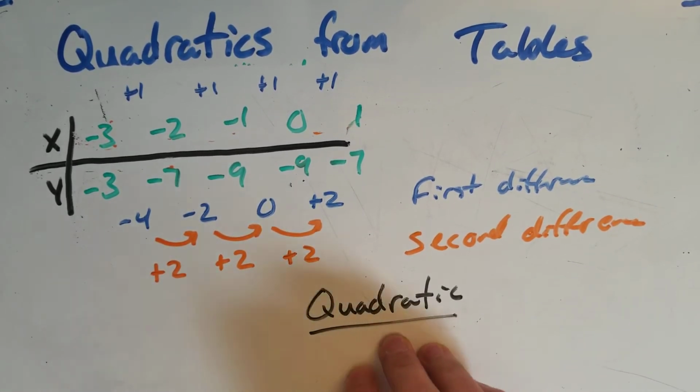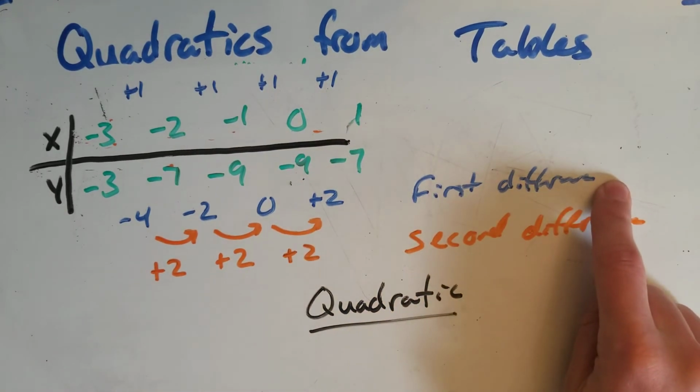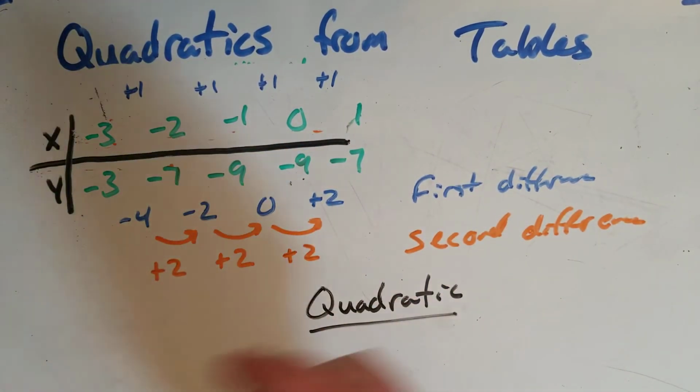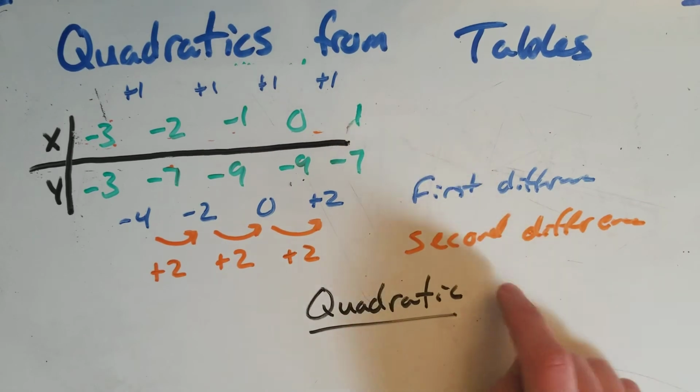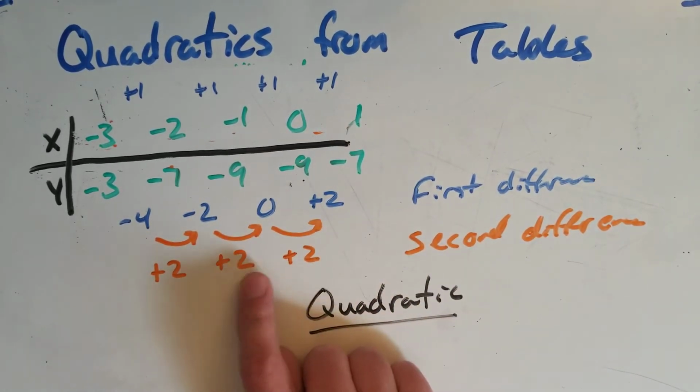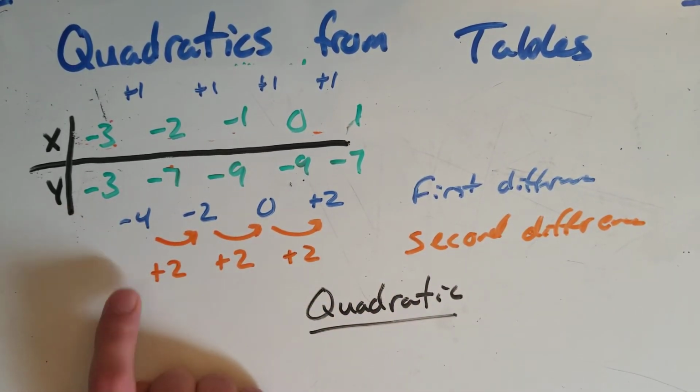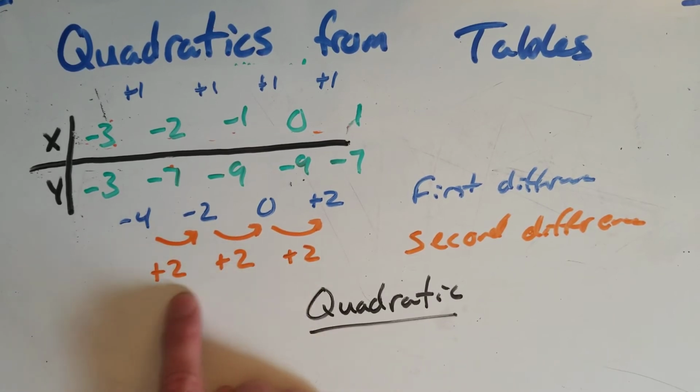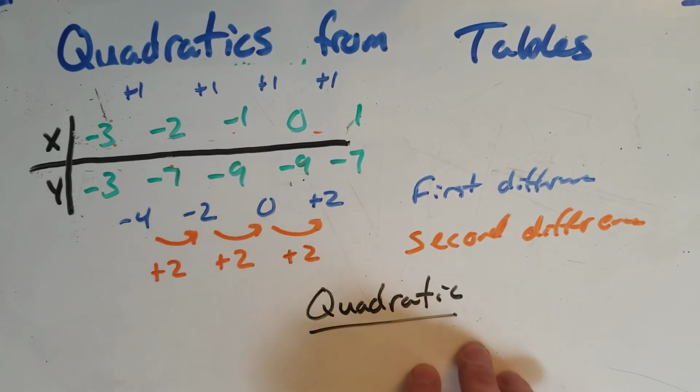So first you check to see if it's linear with your first difference. If it's not, you want to check to see if it's an exponential. Is there a pattern you're multiplying by? If not, you can check the second difference, which right here is checking the difference of the first difference. And if there's a constant pattern there, then it's a quadratic.